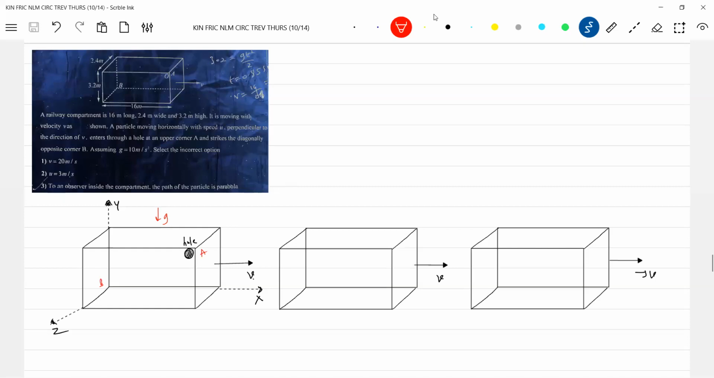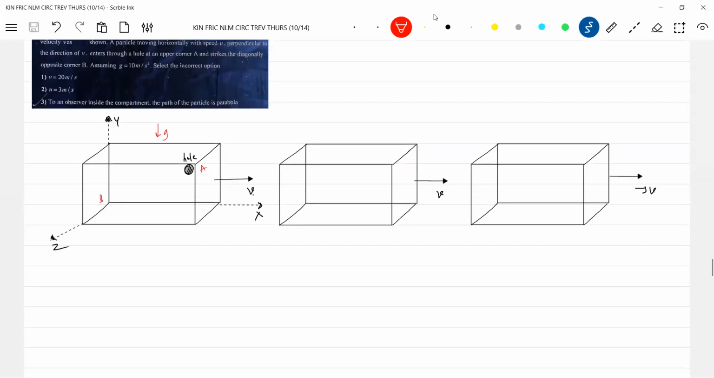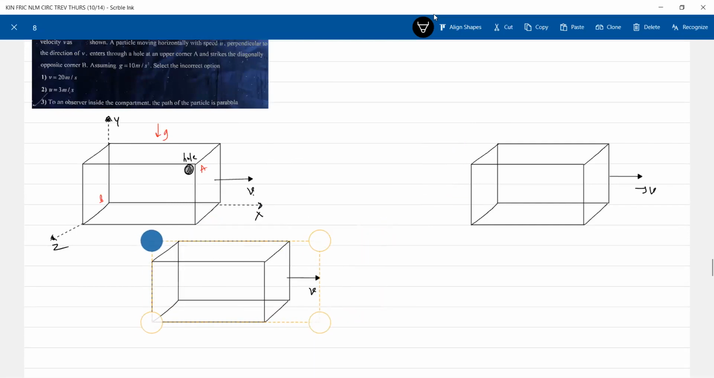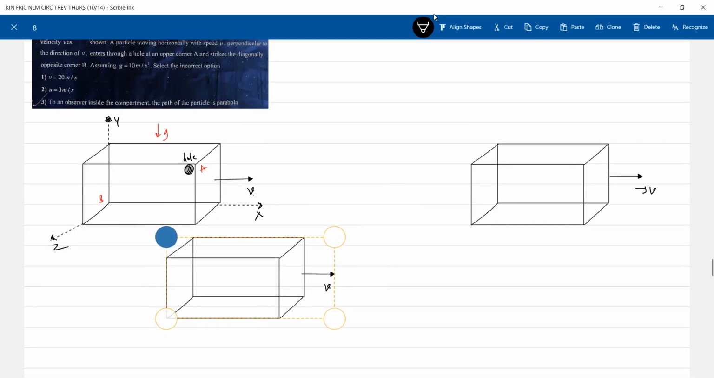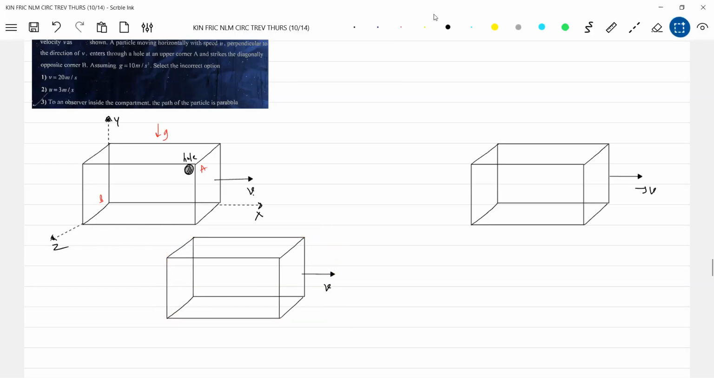Where it has entered will be there only. Oh, I think I should bring it below. Yeah, this is it. It should be the condition like this. Okay, now I think we are in a better position. This is the z-axis. This is point B. It has to come and strike this particular point.